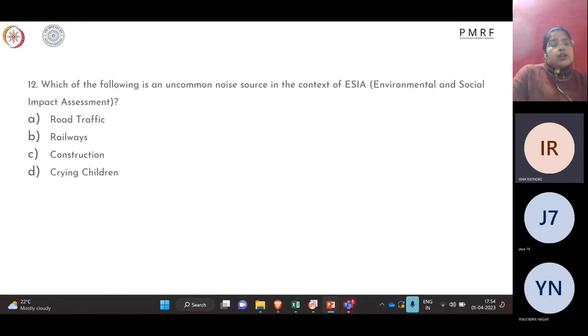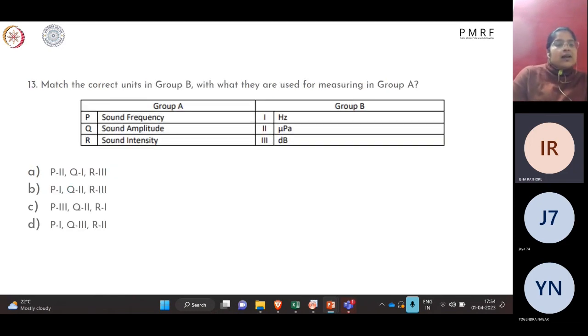So moving on to question 12, which of the following is an uncommon noise source in the context of environmental and social impact assessment, or ESIA? So which is an uncommon noise source? So you have road traffic, railway noise, construction noise, and crying children. So pretty straightforward question. So D, crying children, is the correct answer, as you all said.